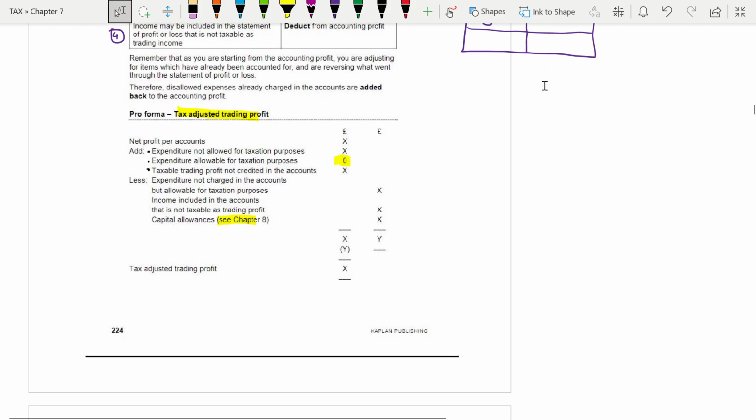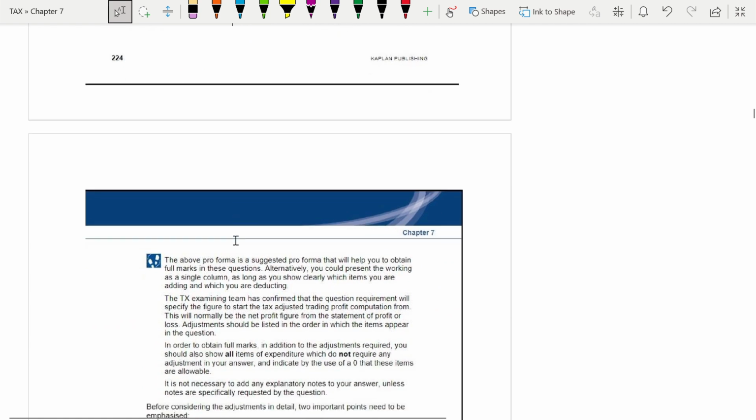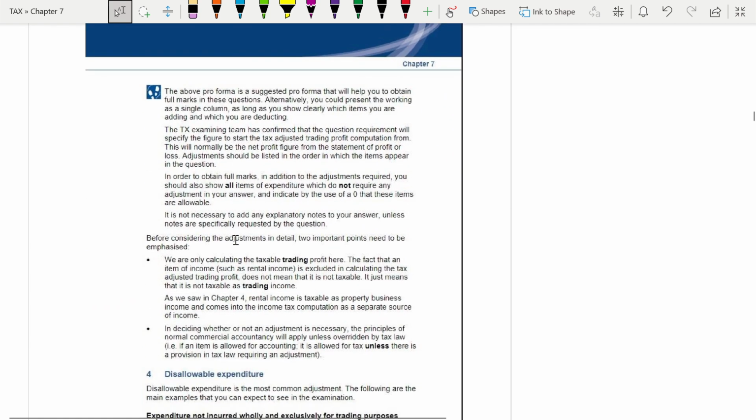Fine, we call it TTP, tax adjusted trading profits. Are you clear about this? Understand immediately. Subject to its application, then only we will understand. Subject to the application only we can understand.